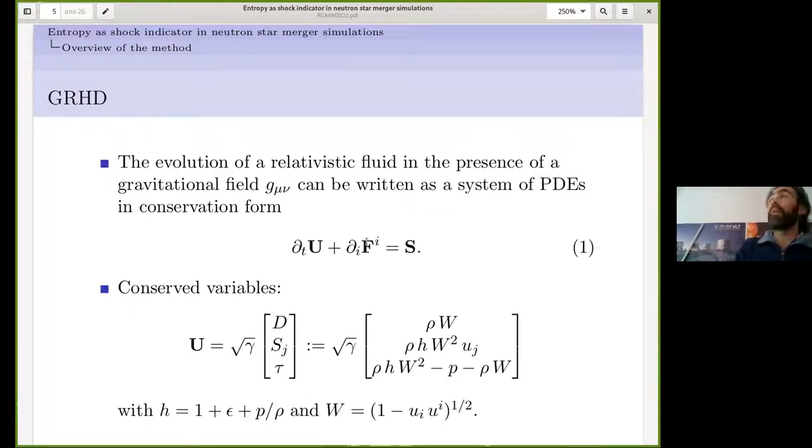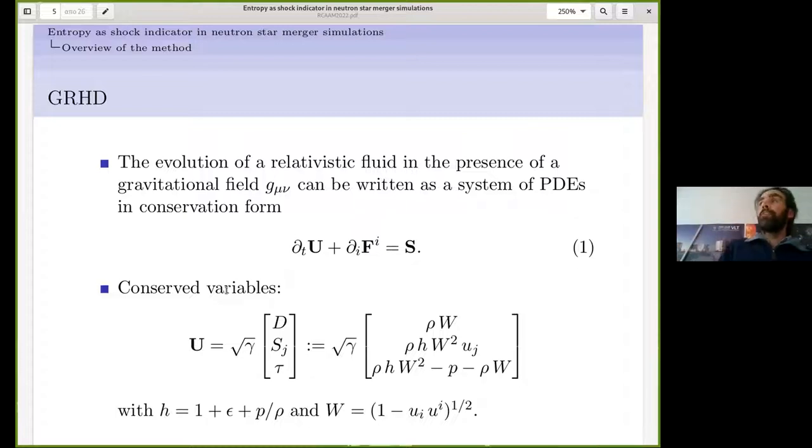And now I'll give a brief overview of general relativistic hydrodynamics. We know that a relativistic fluid in the presence of a non-trivial gravitational field can be written in conservative form. I'm using the Valencia formulation, which has introduced these conserved variables. So we have the time derivative of the conserved variables added to the spatial derivative of the so-called physical fluxes, and the right-hand side is the so-called sources.